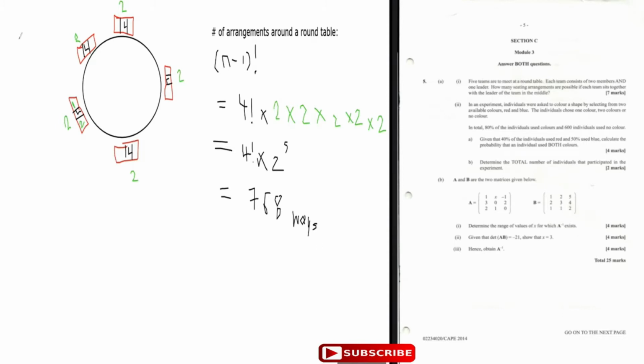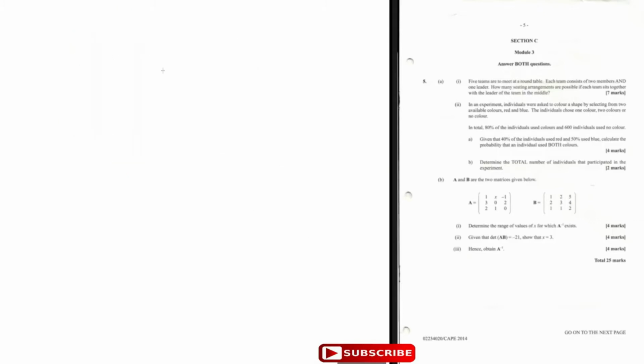So that's part 1. Now let's look at part 2. Part 2 says, in an experiment, individuals were asked to color a shape by selecting from 2 available colors, red and blue. The individuals chose 1 color, 2 colors, or no color. It says 80% of the individuals use colors and 600 use no colors. Once they're telling me about colors, no colors, and stuff like that, I'm thinking of a Venn diagram. That's just how my brain works. I like the Venn diagram. You can never go wrong.